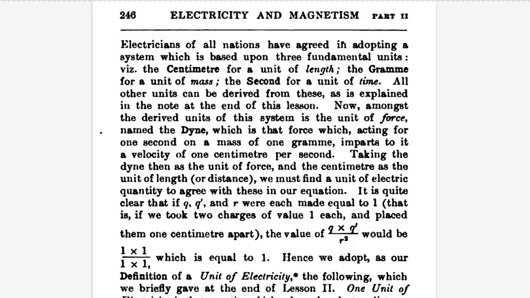Now, amongst the derived units of this system is the unit of force, named the dyne, which is that force which, acting for 1 second on a mass of 1 gram, imparts to it a velocity of 1 centimeter per second. Taking the dyne then as the unit of force, and the centimeter as the unit of length, or distance, we must find a unit of electric quantity to agree with these in our equation.